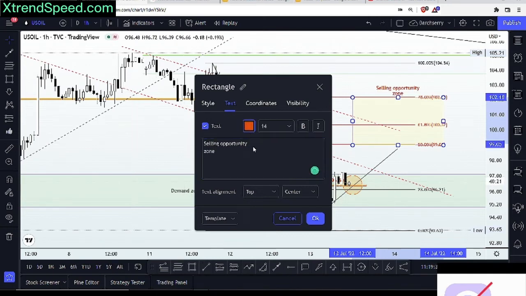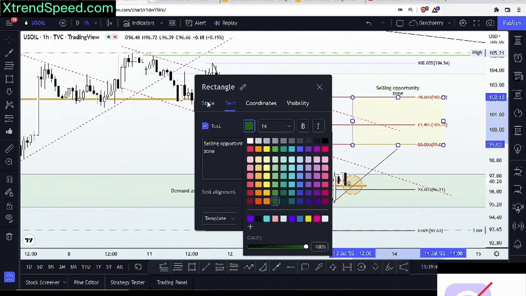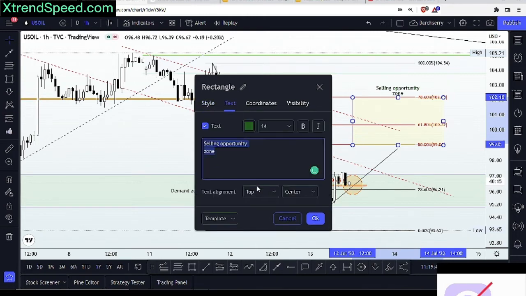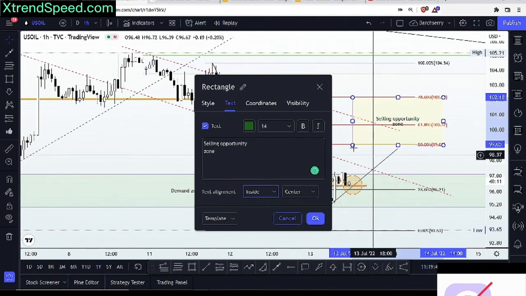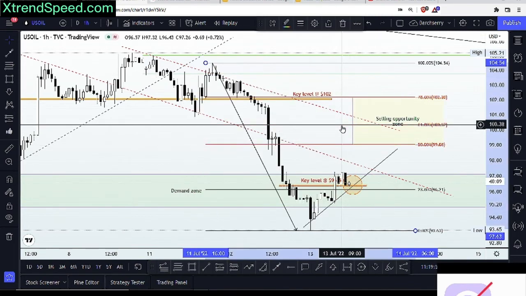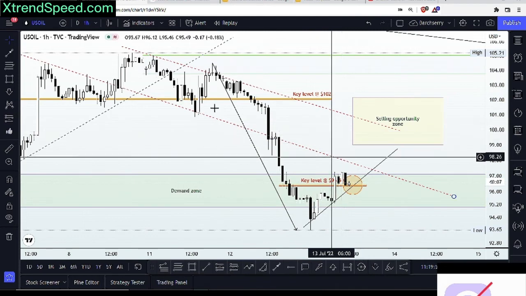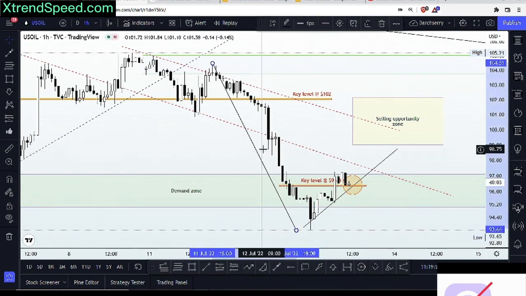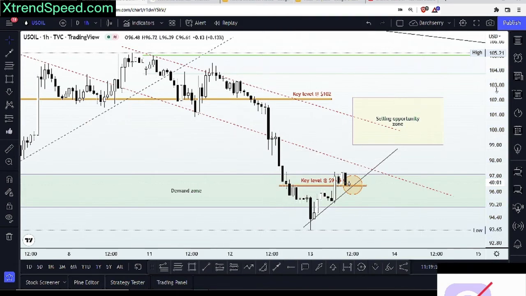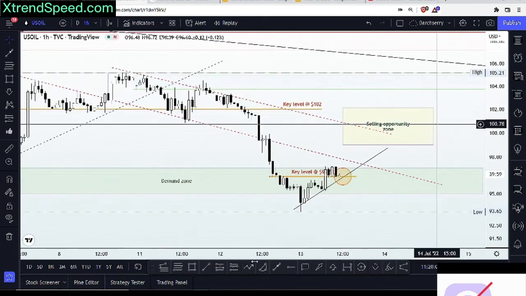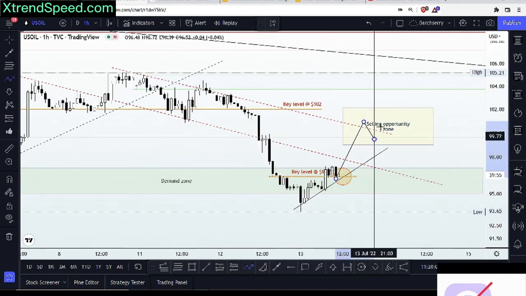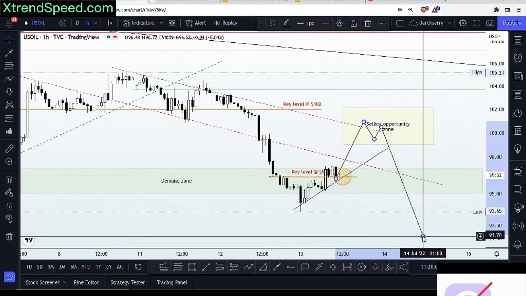Let's give it a green and let's place it right at the center of, okay. So here we go. So that's it. So now that's what we have here. So on a long-term perspective, we want to be looking forward to price coming into the selling opportunity zone, where we will be looking forward to a trend continuation to the downside.